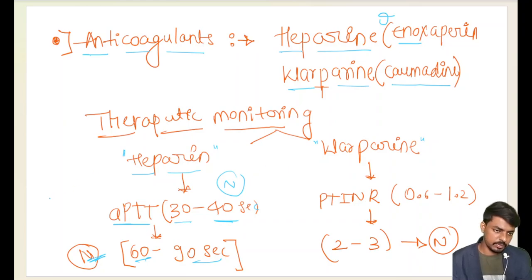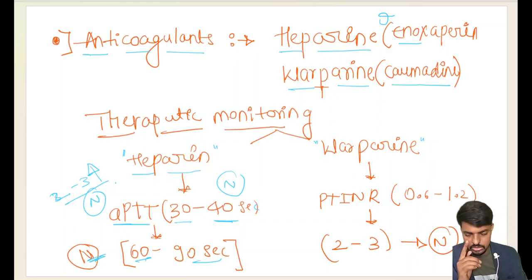Okay, what is the 2 to 3 times? Yes, the APTT values increase in a patient on heparin, that is normal. If it increases more than this, there is a risk of bleeding.